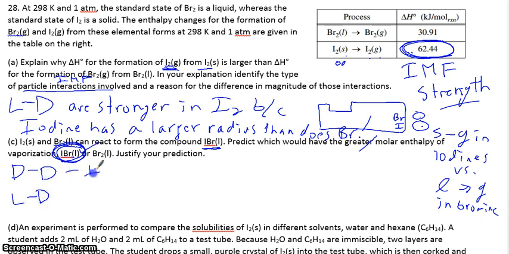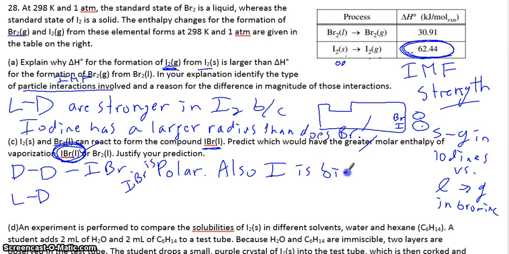So you could say IBr, so identify the correct answer. You don't have to circle it, IBr. And then we want to say polar. IBr is polar. Also, iodine is bigger than bromine. Those would be the two answers. If it's a 2-point question, they'll give you both points. If it's a 1 point, they may just accept either one as an explanation.